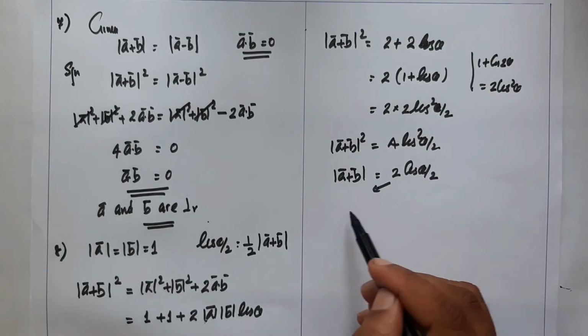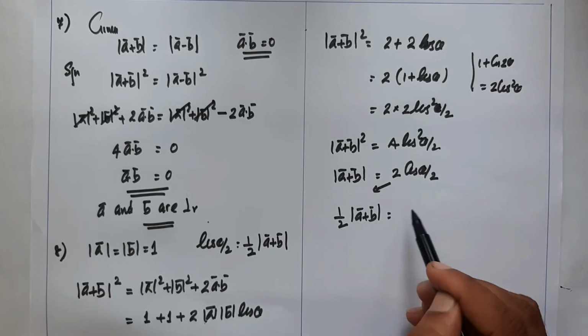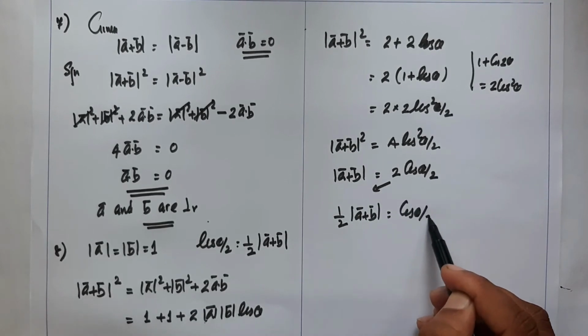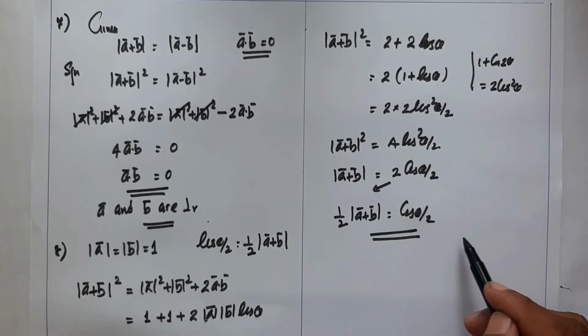On cross multiplying 2, we get half into modulus of A plus B is equal to cos theta by 2. That's all. These are all very important type questions. Okay.